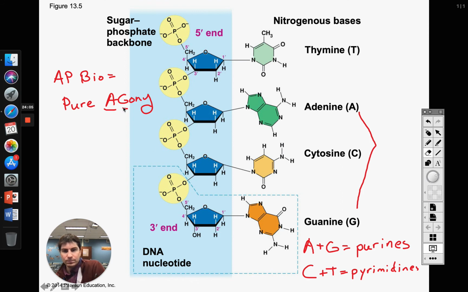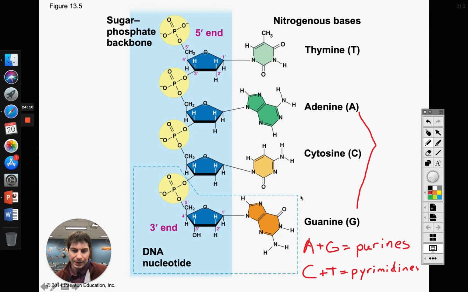And then for the pyrimidines, C and T, to me, that sounds like pyramid. Pyramid was always just one structure. You never had like 2 pyramids connected to one another, literally. That'd be kind of weird. It would kind of form like a trapezoid looking thing. But anyway, the pyrimidines, they all have 1 ring. The purines, they have 2 rings.